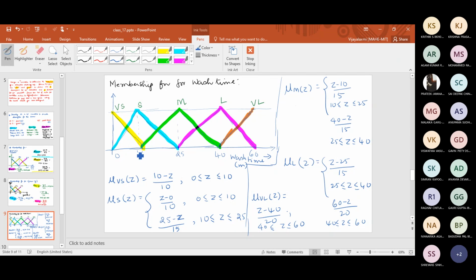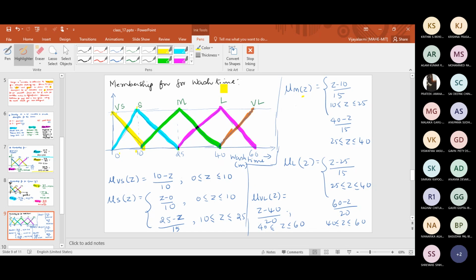After I drew the diagram, I've written the membership functions. First is for very small. Very small is in the range between 0 to 10, and it is (10 minus z) divided by 10. Next comes small. Small is in the range from 0 to 25, with peak at 10, so you can see 10 and 15 in the denominators. It is (z minus 0) by 10 for the first part, and (25 minus z) by 15 for the second.